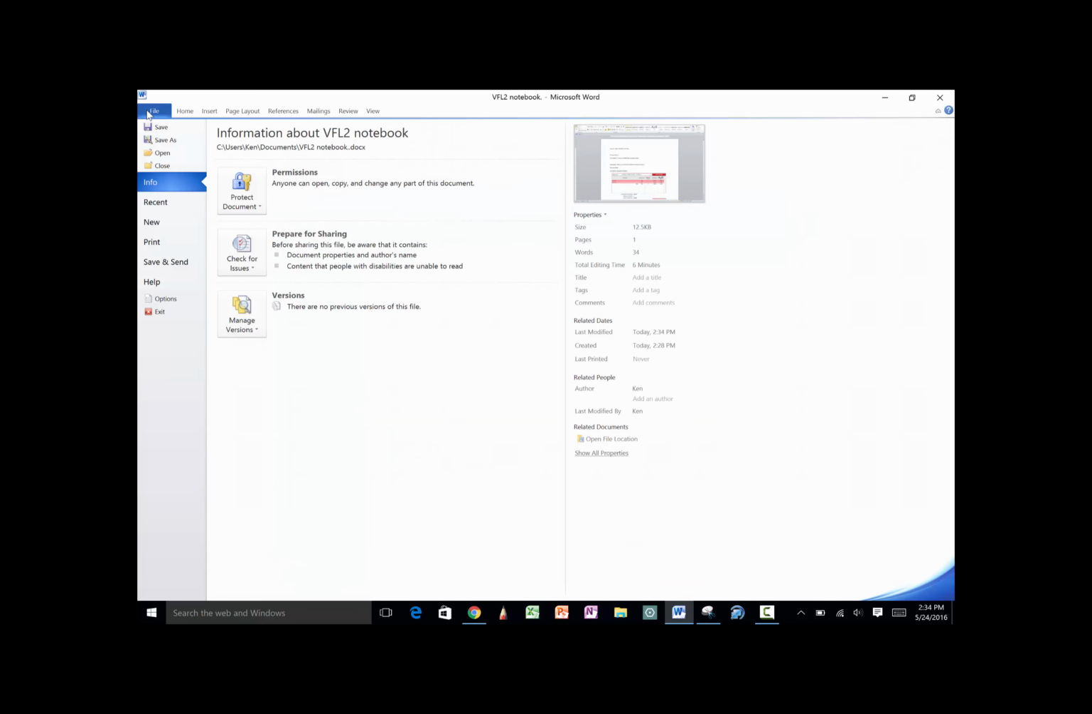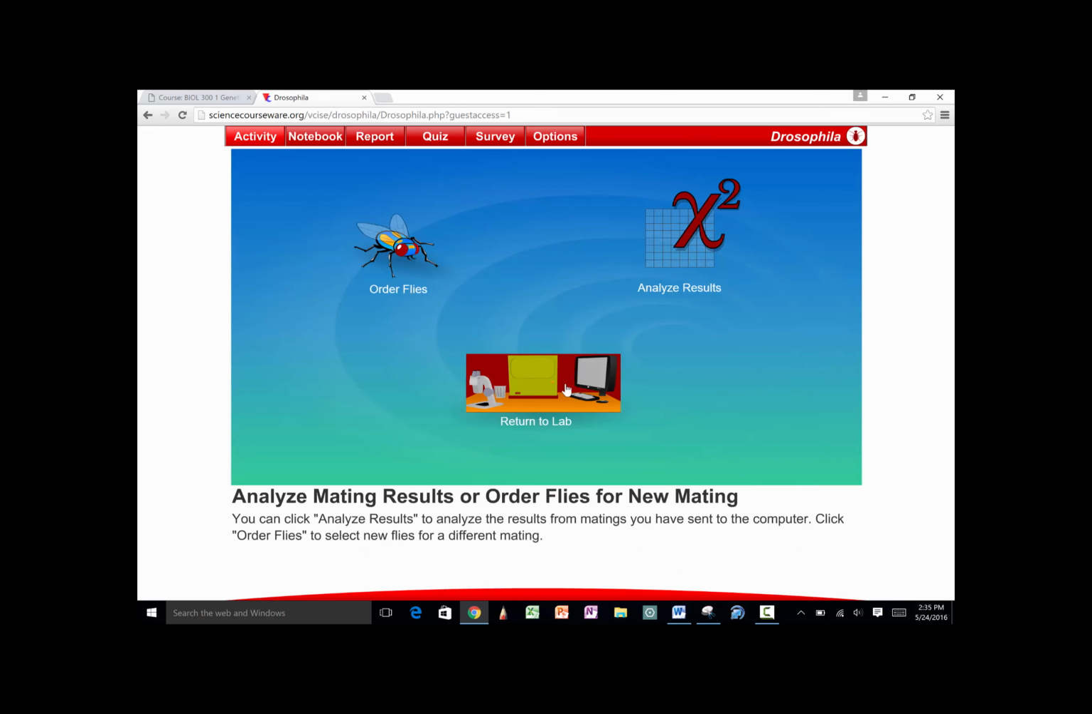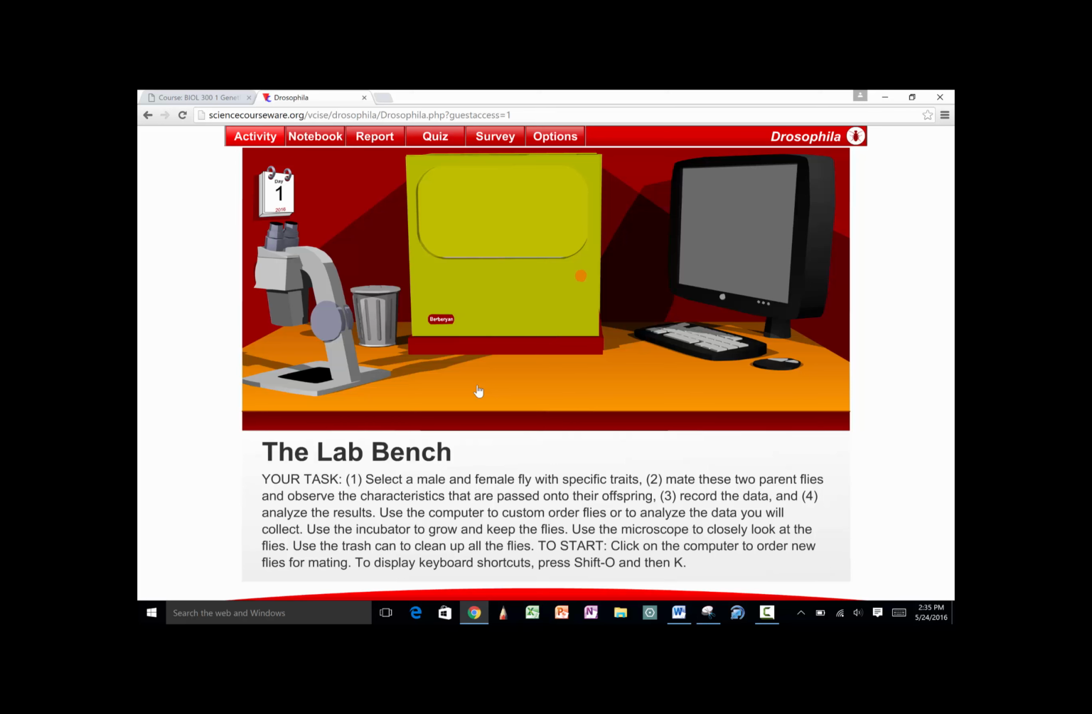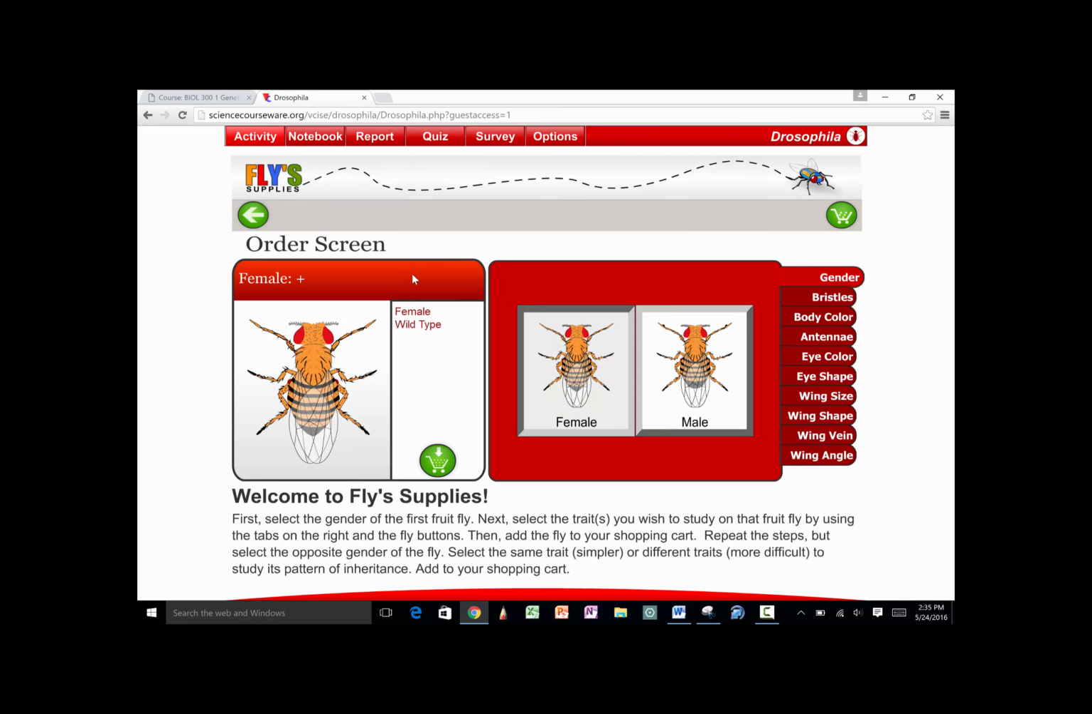All right, so what do we do now? Let's go back to the cross. So that's ebony. So ebony is an autosomal recessive mutation. Okay, nothing new, nothing too exciting. Let's go back. And now what we want to do is get rid of those flies, because it gets confusing, and then we actually kind of run out of room at some point. So go to the computer, order some new flies.